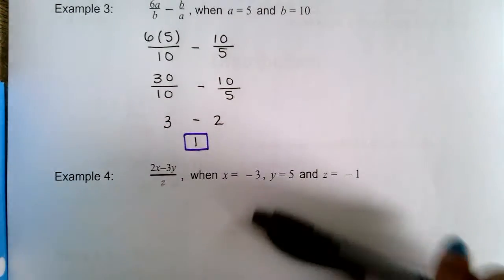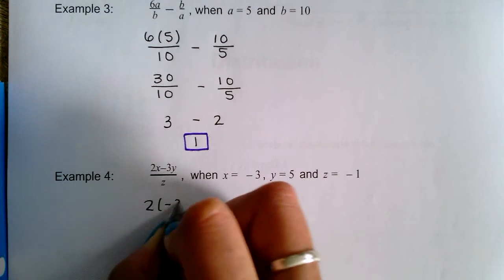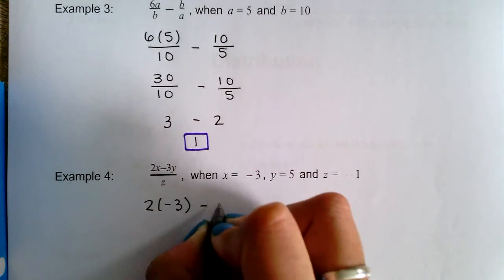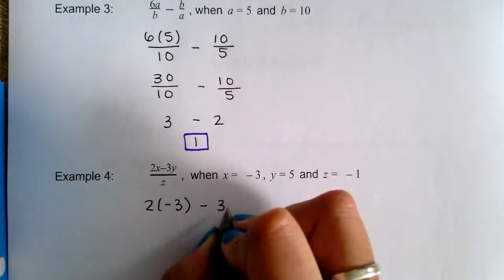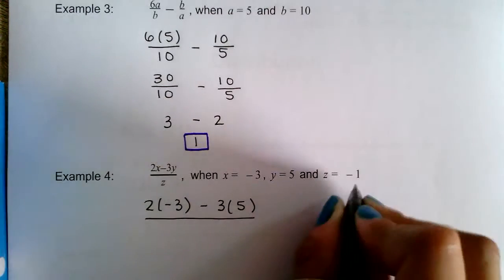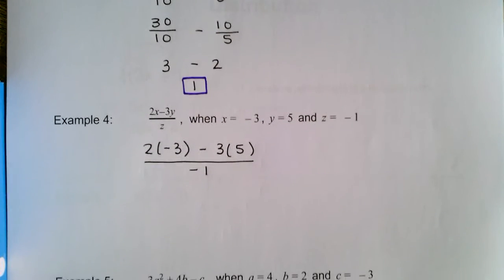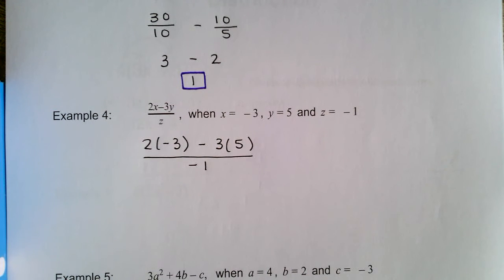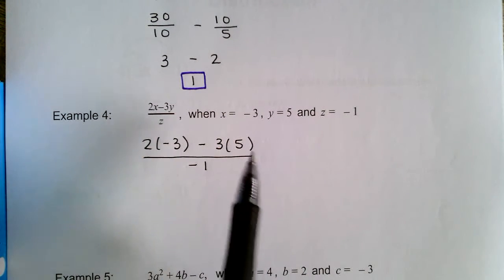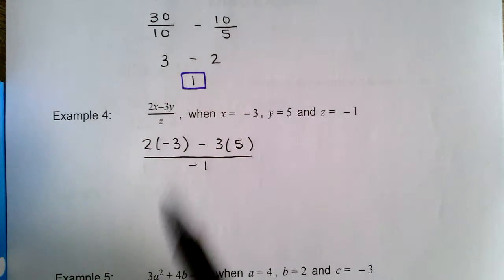So let's rewrite this using that new information. We've got 2, but instead of writing x, we're going to write -3 instead. Minus 3 times y, but instead of y, we're writing 5. All divided by z, which is -1. So now we've plugged in, now we have to start doing our simplifying. So we are going to simplify using our PEMDAS. So parentheses, we don't have anything to do inside the parentheses. Then we move on to exponents. We don't have any exponents here.